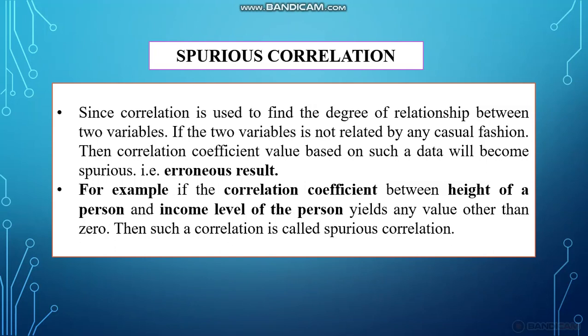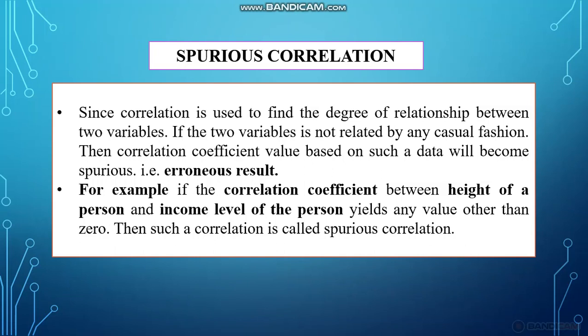If the two variables are not related in any causal fashion, then the correlation coefficient value based on such data will become spurious. For example, if you find the correlation between the height of a person and the income level of a person, it should be 0, because there is no common relationship between these two variables.